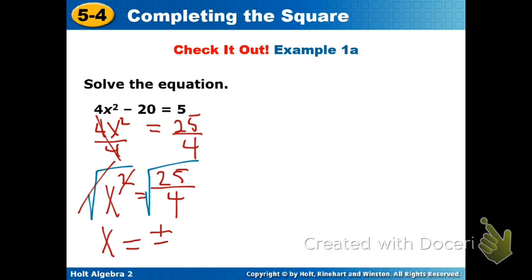Okay, can I do anything on the right side? 25, square root of 25. These are perfect squares, right? So we would end up with a 5 over a 2. Yes, you are correct. Thank you. Yes, final answer. You have two answers, right? You have the positive 5 over 2, and you have the negative 5 over 2. So you're still getting those two roots.